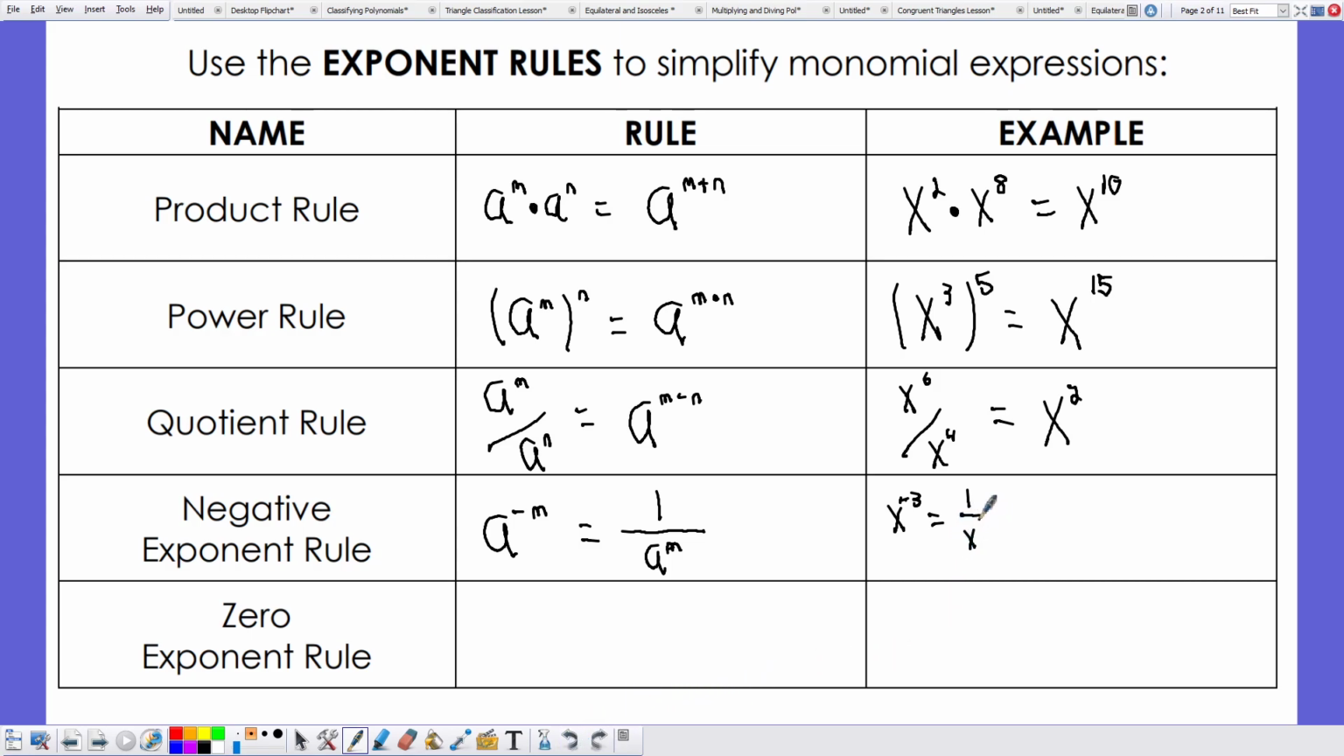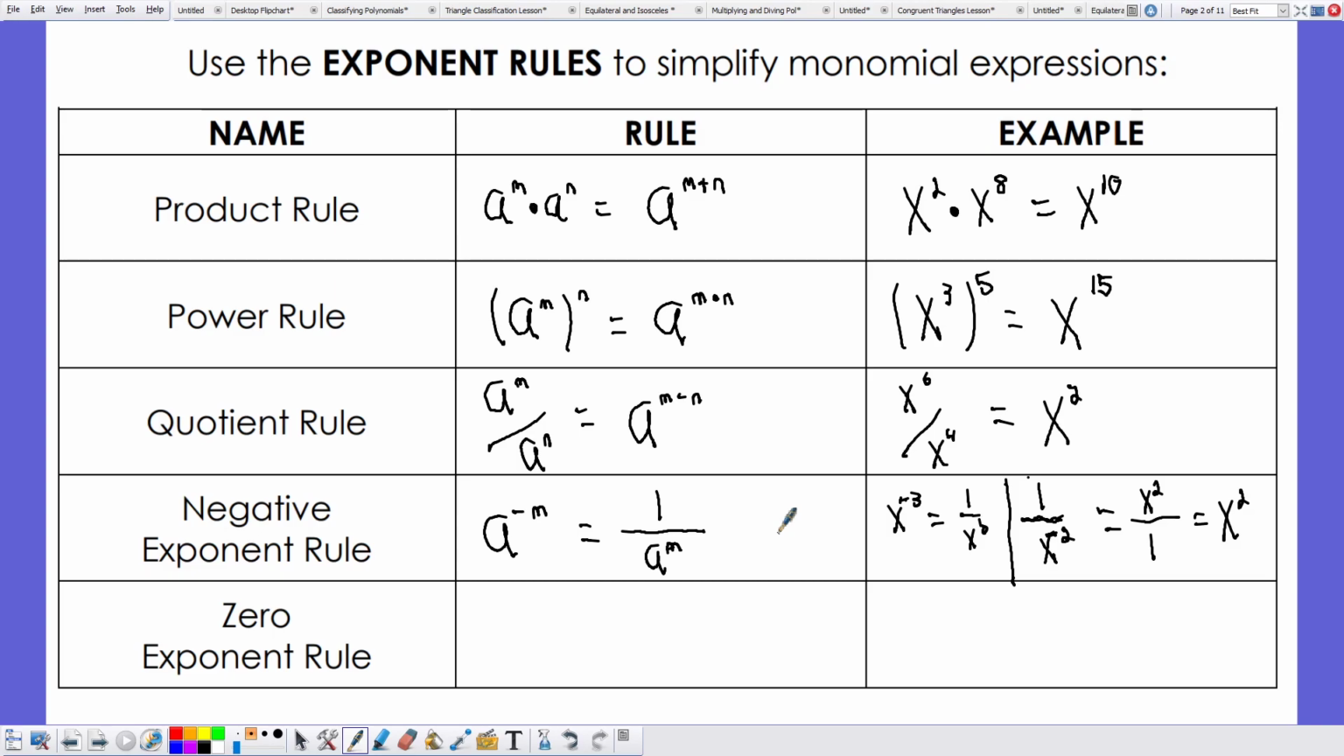Let's draw that 3 a little better. But what this could also mean, and this is a situation worth noting, is that if we had 1 over x to the negative 2, then we would swap the position of x to the other side of the fraction, and it would become x squared over 1, which is just x squared. And it's x to the negative 2, 1 over x to the negative 2.